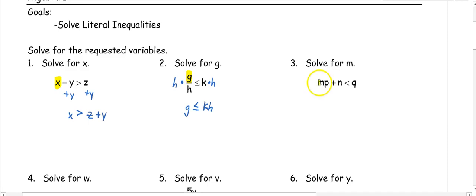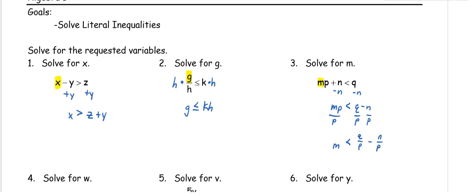Number three, we want to solve for m. So in order to solve for m, our first step is that we're going to subtract n from both sides. So we get mp is less than q minus n. Then to get m by itself, we're going to divide everything by p. So we get m is less than q over p minus n over p. Now, because they're all different variables, there's nothing to really reduce, so that's as simplified as we can get.